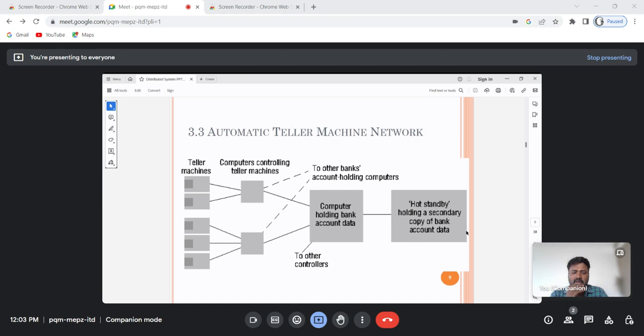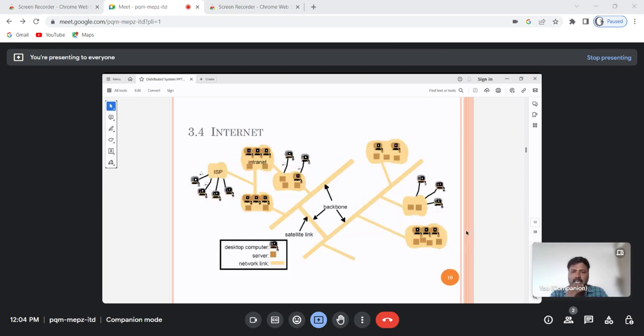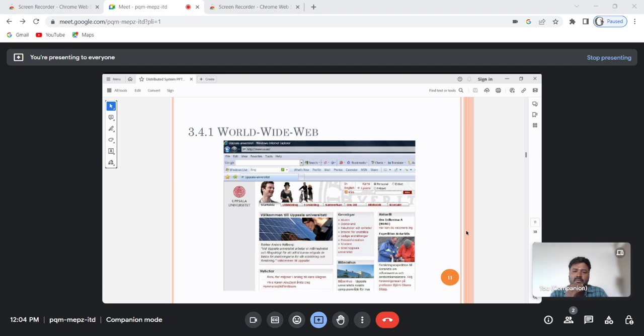Likewise, everything will be there in this. So next one is internet. Internet is a world wide web connection. We can access any data at any point of time at any location in the world. So that is, world wide web is the real time example of this particular connection.